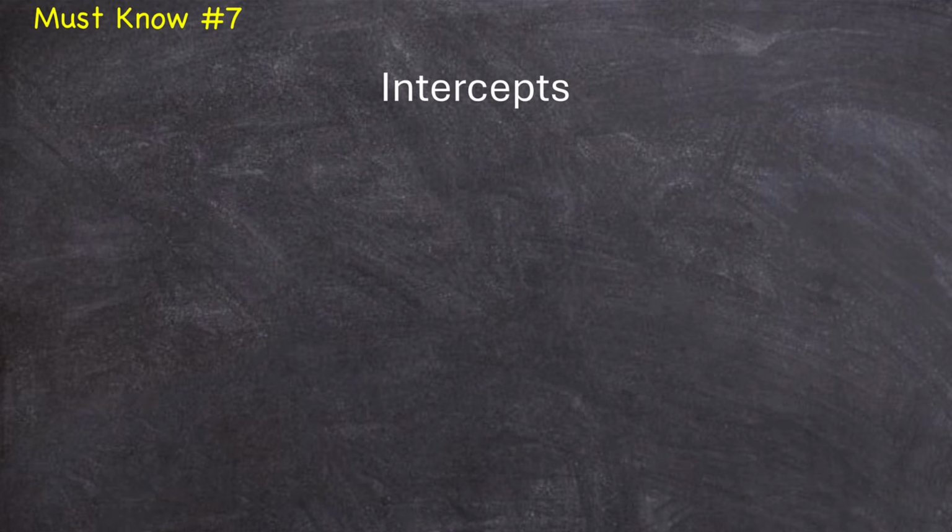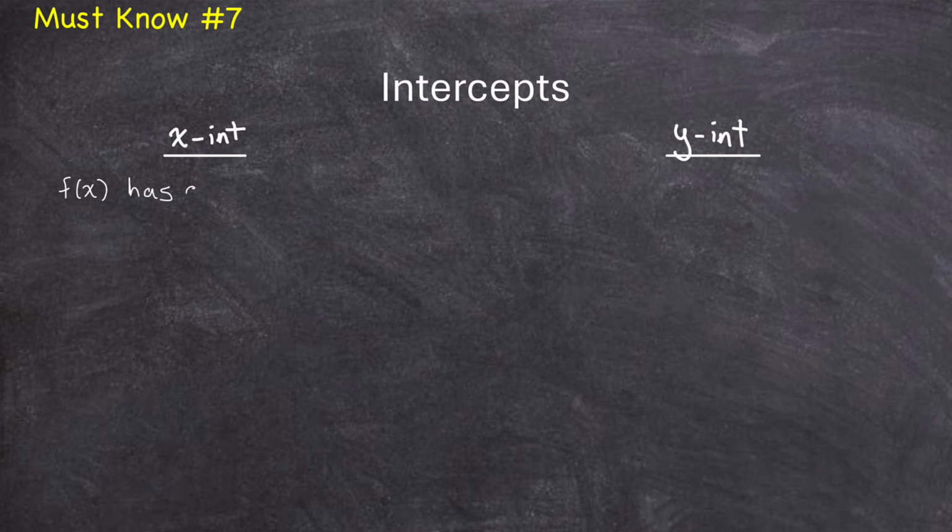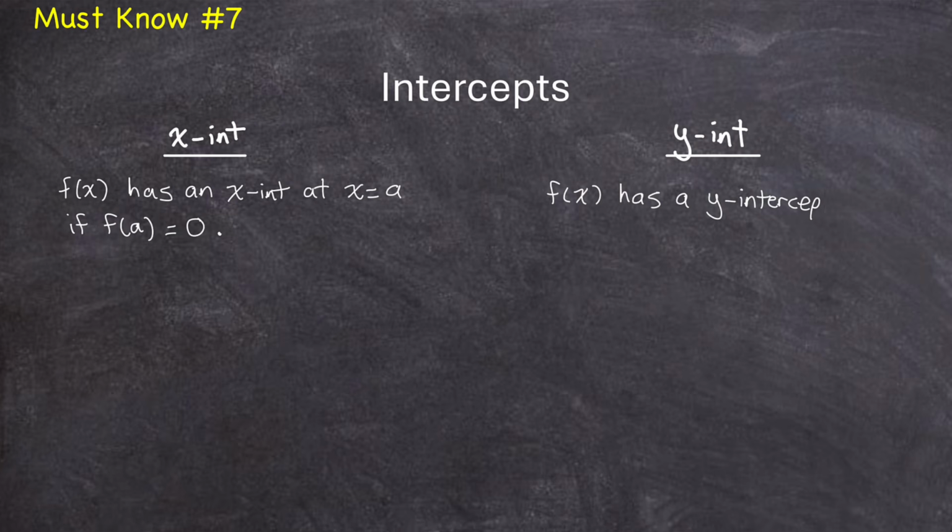Must know number 7, the x and y intercepts of a rational function. Let me show you the methods for calculating both the x and y intercepts of a rational function. f of x has an x-intercept at x equals a if f of a equals 0. So that just means the x-intercept of the function is just at whatever x value makes the y-coordinate be 0. And for the y-intercept of a rational function, f of x has a y-intercept at y equals f of 0.